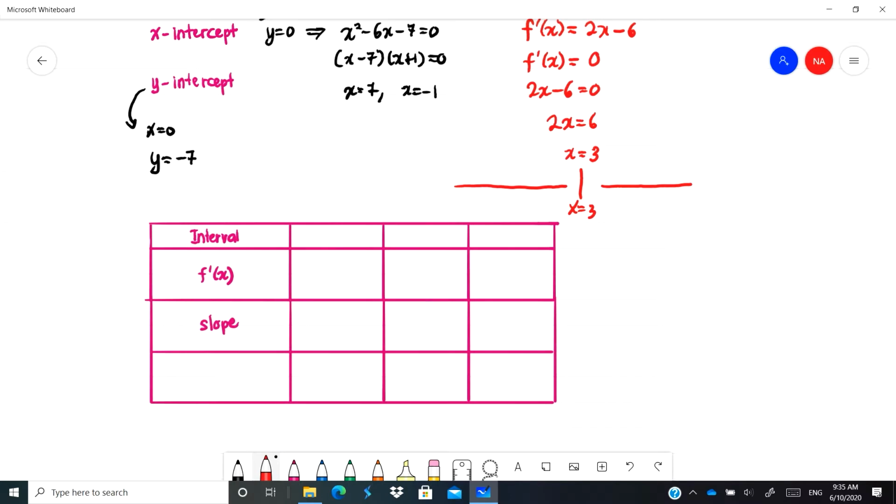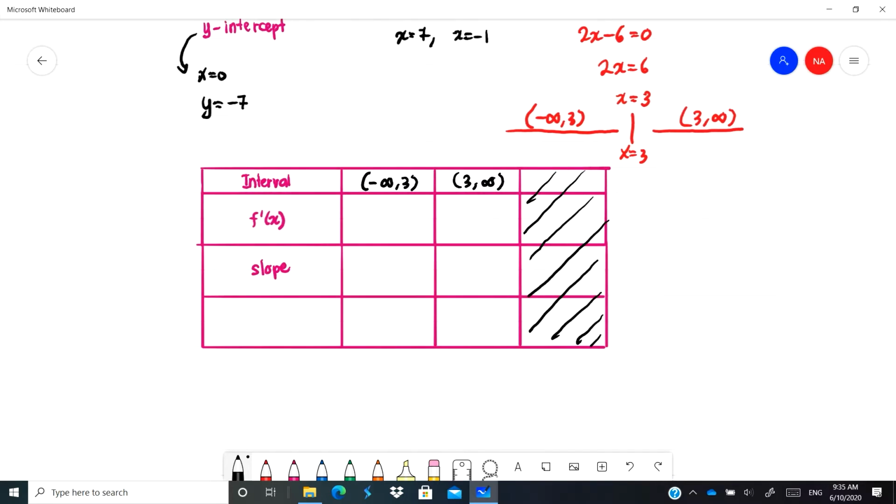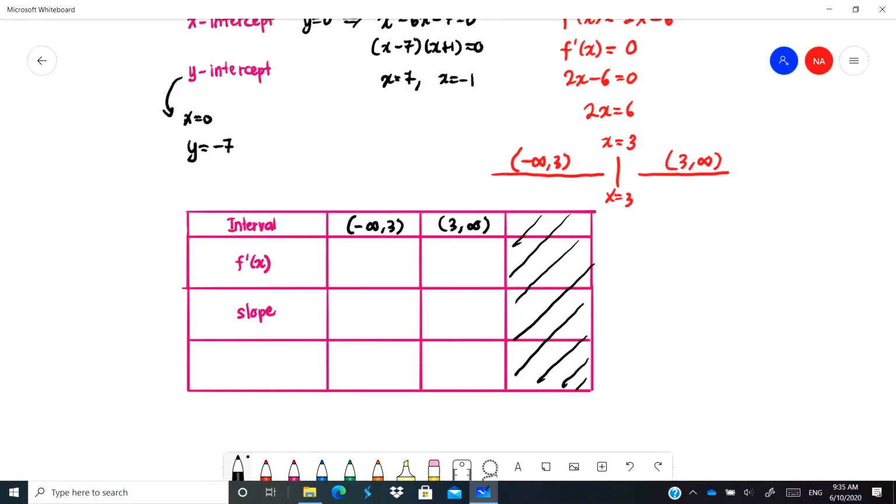For the interval x less than 3, which is negative infinity up to 3, and another from 3 up to infinity, we have two intervals there. So we're going to fill up this table. Firstly, we'll have two intervals only: negative infinity to 3, and 3 up to infinity. Now we'll have to check f prime x over these intervals.